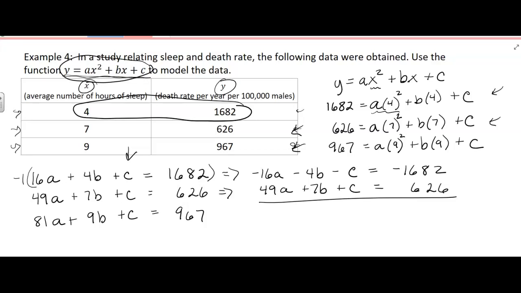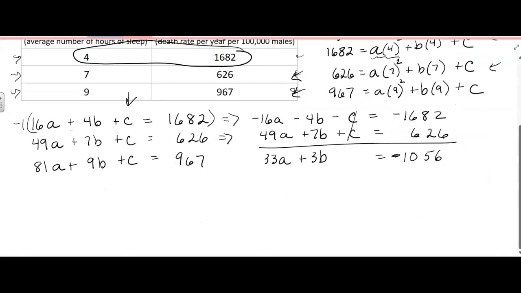So I'm going to combine these equations. What's negative 16 and 49? I'm going to say 33A. What's negative 4 and 7? 3B. And the C's are canceling. And then I have, it looks like, 626 minus 1682, which is negative 1,056. Okay, that's what I think on that. And I'm going to leave that equation for now.